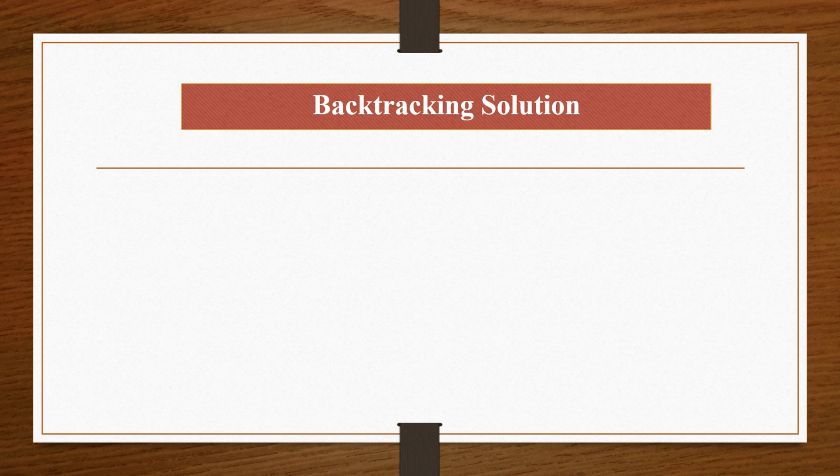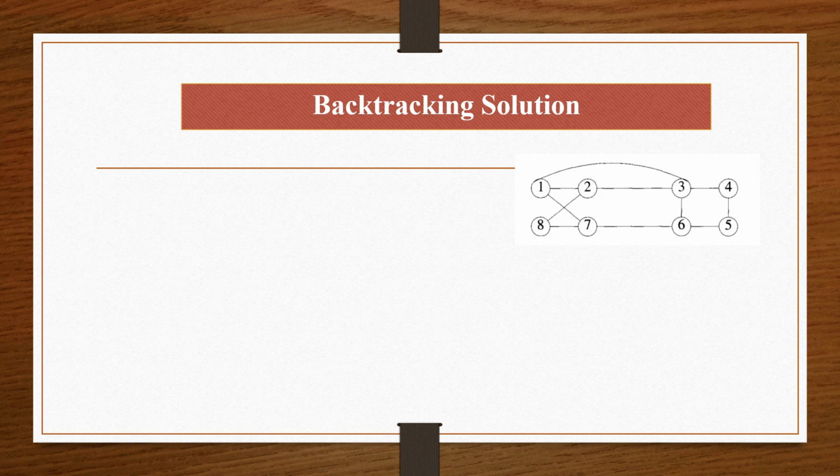So the problem is stated as we need to find all the Hamiltonian cycles in a connected graph G. We will apply a backtracking solution to find the Hamiltonian circuit in a graph. So consider this as a graph. We have 8 vertices and they are connected to some of the vertices as depicted in the figure.